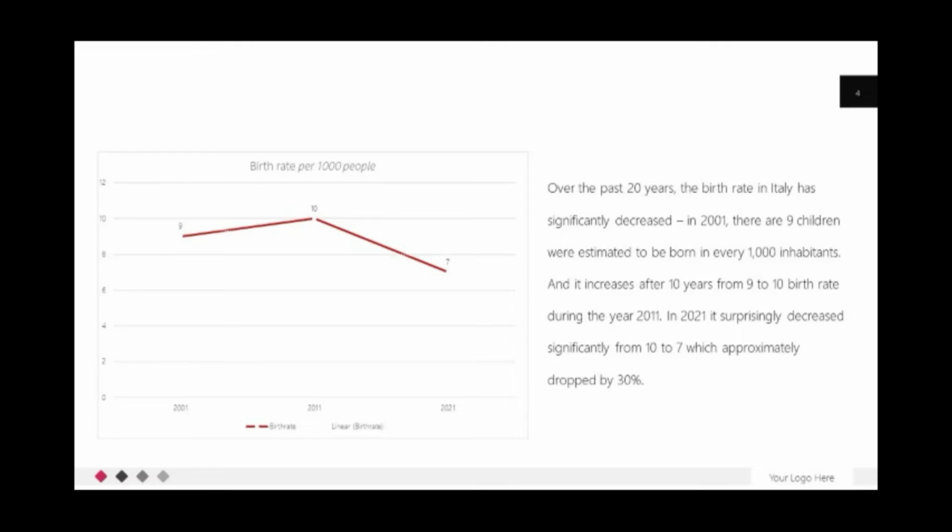A statistic from ISTAT suggests that in the year 2020, births in Italy were reduced by approximately 15,000 compared with 2019 levels, while the average number of children per woman was 1.17, one of the lowest ratios recorded in the world during that year.